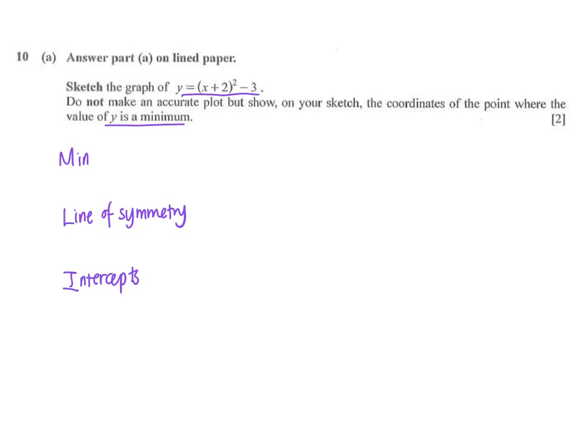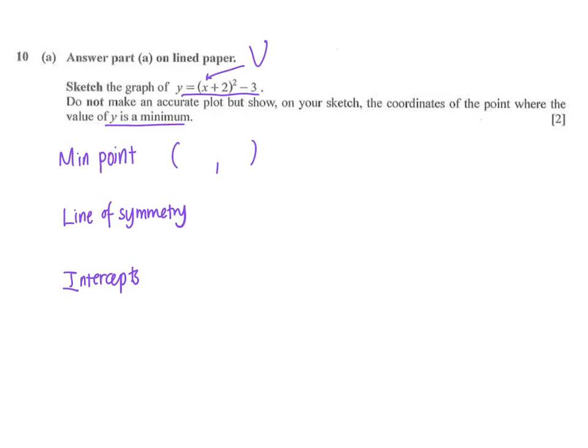Correct? So now let's take a look. First thing, this is a positive x squared, so it's going to be a smiley face, so that's why we have a minimum point. The benefit of using a completed square form is that it gives us the minimum point directly.